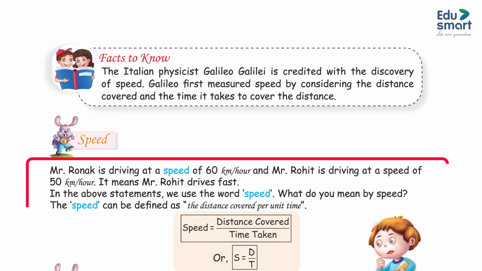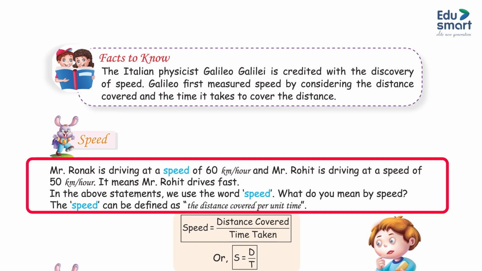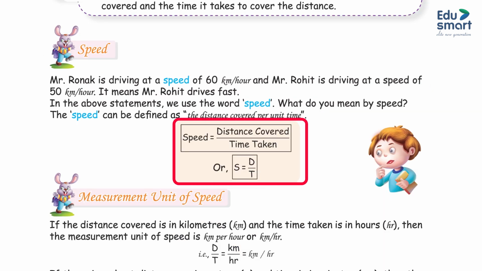Speed: Mr. Ronak is driving at a speed of 60 km per hour and Mr. Rohit is driving at a speed of 50 km per hour. It means Mr. Ronak drives faster. In the above statements, we use the word speed. What do we mean by speed? Speed can be defined as the distance covered per unit time. Speed is equal to distance covered upon time taken, or S equals D upon T.